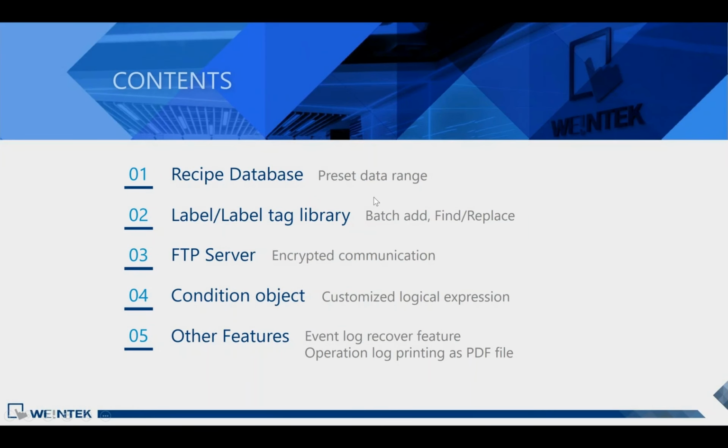Okay, this content covers 5 topics. The first topic is recipe database. It is able to preset the data range and set the limitation for input recipe data. The second topic is for the label tag library. I will introduce the history of the development and show you the new features, including batch add and find replace feature. The third one is for FTP Server.